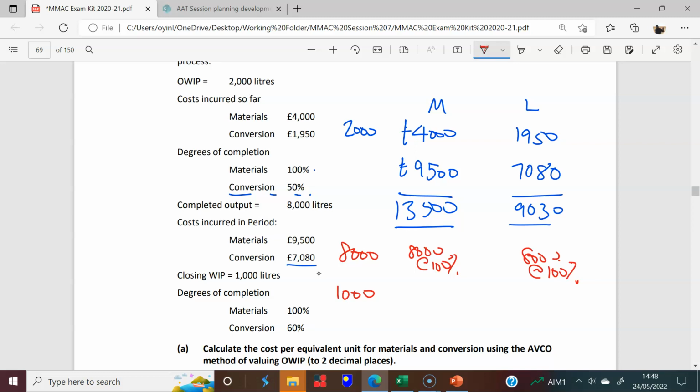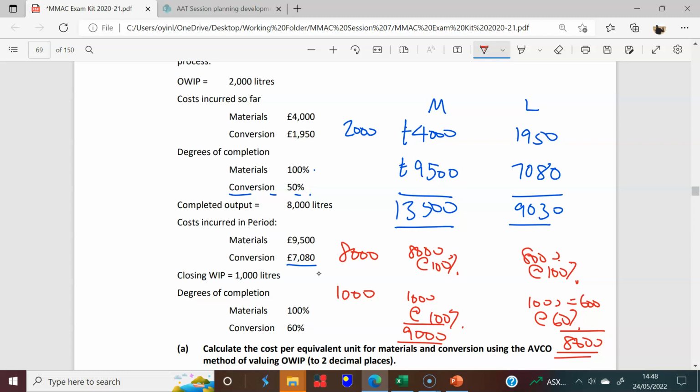What I now have is this outstanding closing work in progress, right? So I have 1,000 goods at 100%, and 1,000 goods at 60%. So I have, in effect, 9,000 complete goods in terms of materials, but in terms of labor the equivalent is 600. So you've been doing all these questions and building up to this, and you have 8,600 goods in terms of labor.